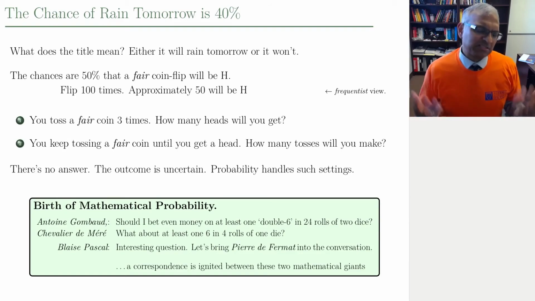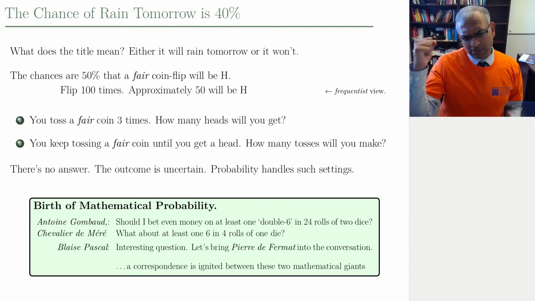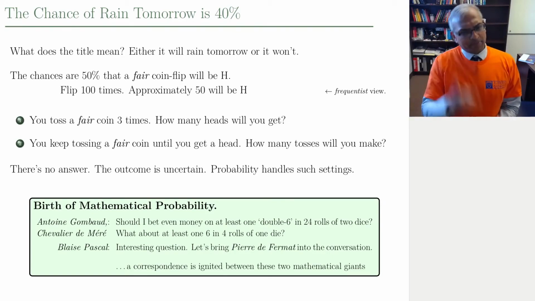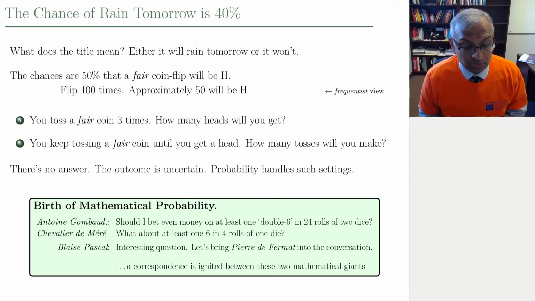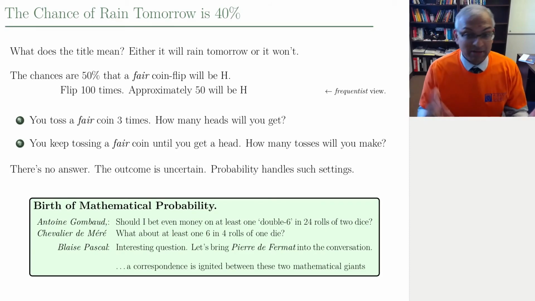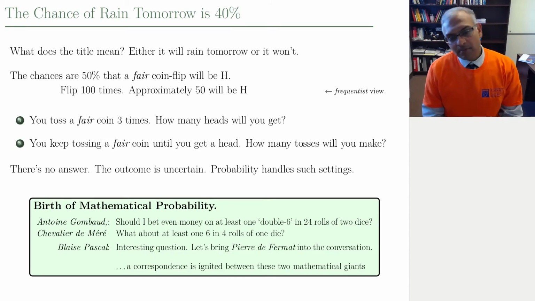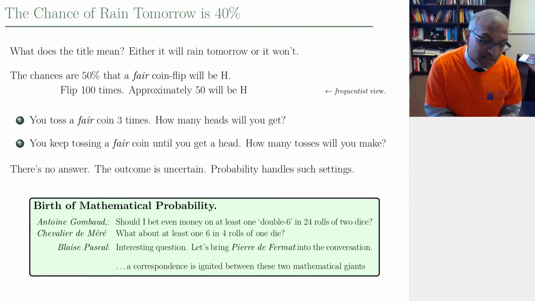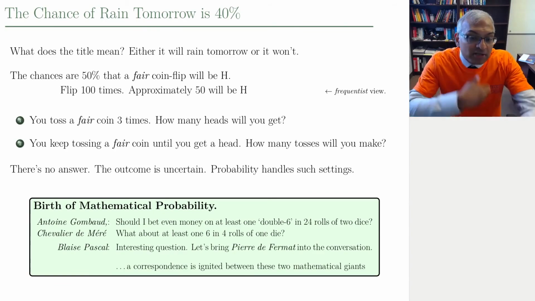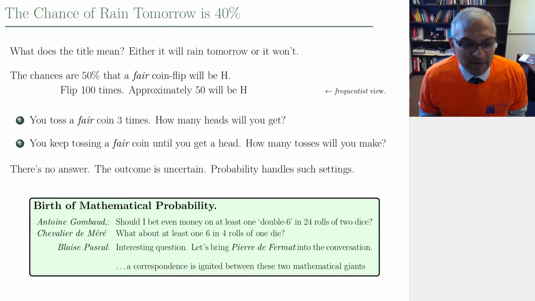Now, he's just a gambler, he's no mathematician, so he calls upon the great Blaise Pascal. Remember Pascal's triangle? He asks Pascal, what should I do? Should I bet even money on these gambles? Pascal thinks, this is an interesting question. Let's bring in the other great giant, Pierre de Fermat. You may have heard of Fermat's last theorem. Fermat was a great mathematician. So Fermat gets into this conversation, and there's this correspondence that's been ignited between Pascal and Fermat, and this correspondence is what ignited the birth of mathematical probability.